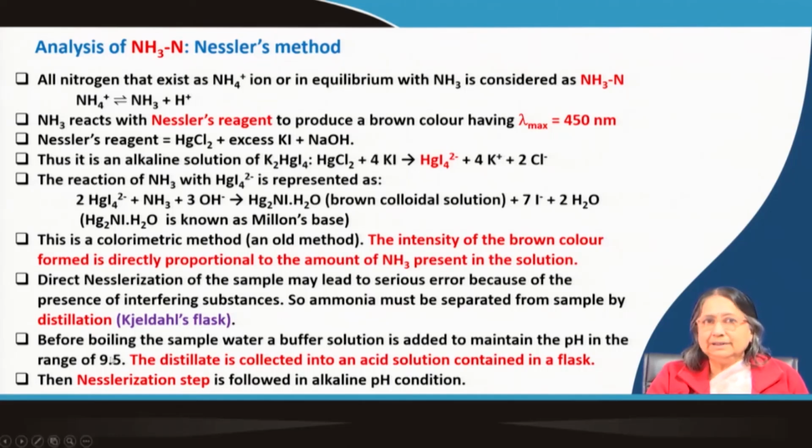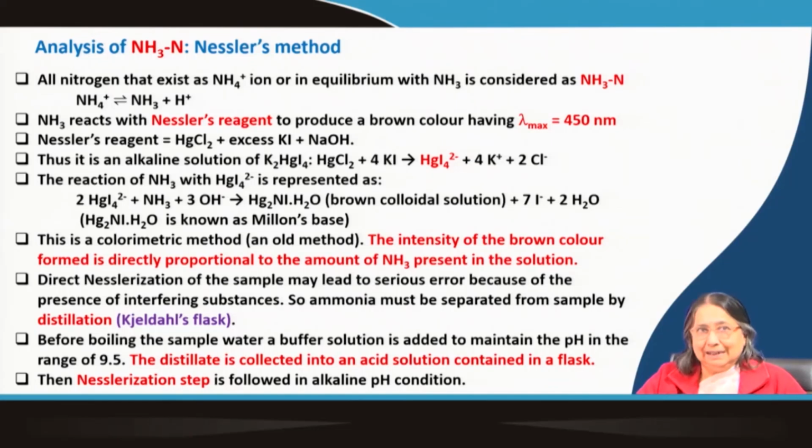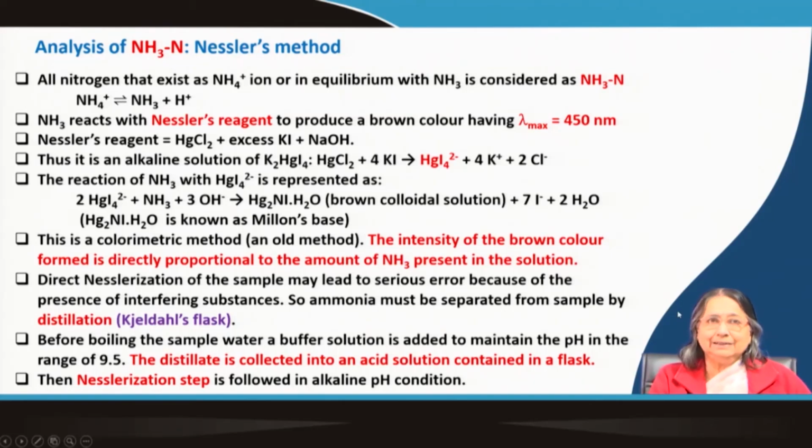So, this is the thing: before boiling the sample water, a buffer solution is added to maintain the pH in the range of 9.5, and the distillate is collected into an acid solution contained in a flask. After this, whatever interfering ions were there in your sample, they are not coming with the distillate, meaning coming with the ammonia vapor. They are remaining there in the flask from where you are distilling. So, interfering ions are not present with ammonia.